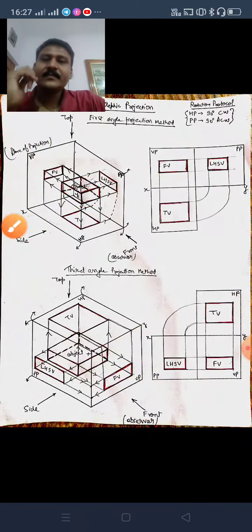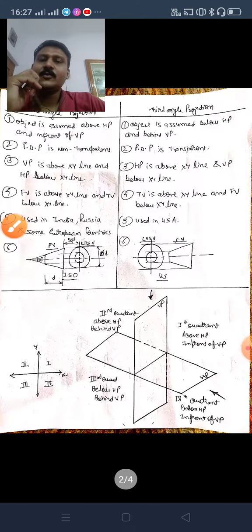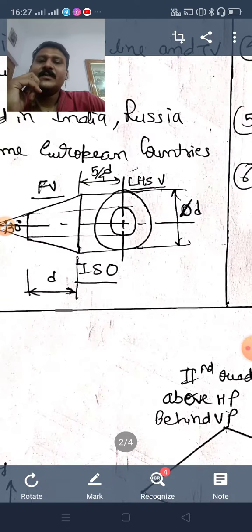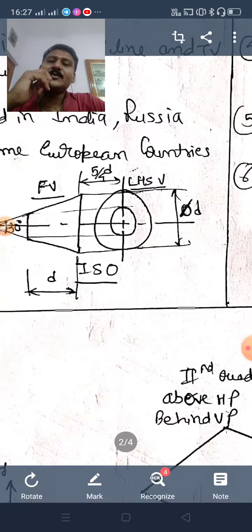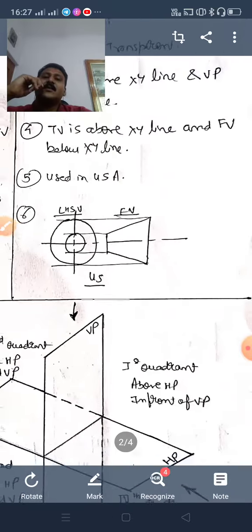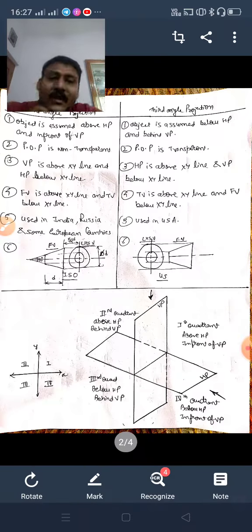And I have written it also over here. So I have taken a frustum. This is the three-dimensional view, so this is the front view and this is the side view. The side view is visualized from the left hand side, but you are drawing it on the right side. And here in third angle projection method, this is the front view as it is, but here you are seeing the left hand side view and you are drawing it here only. So this is the symbolic representation of first angle and third angle projection methods.